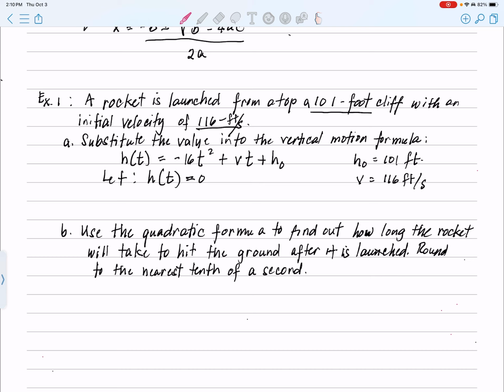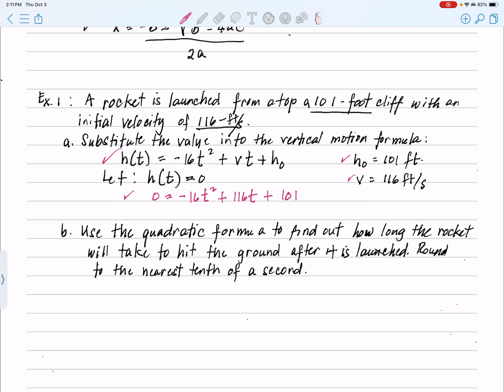We have h of t right here, so I'm going to substitute it with 0. Negative 16t squared plus v, where v is 116, t plus h sub o, which is 101. All right, this is now your vertical motion formula.